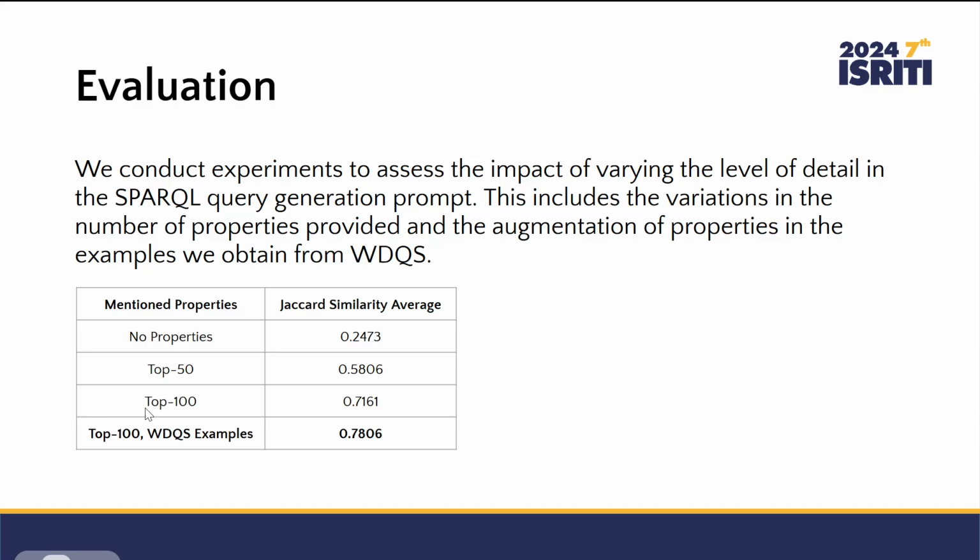And as you can see here, the model performs very well on the top 100 and the given Wikidata query service examples properties. Perhaps it is quite straightforward that the top 100 properties are the most frequently used properties in Wikidata. However, for the Wikidata query service examples, you can take a look at the website of the Wikidata query service. They provide several examples of query execution, and they have several queries as well. We extract all those queries from that website, extract the properties within each query, and add them into the prompt, and we get the highest average Jaccard similarity result of 0.7806.